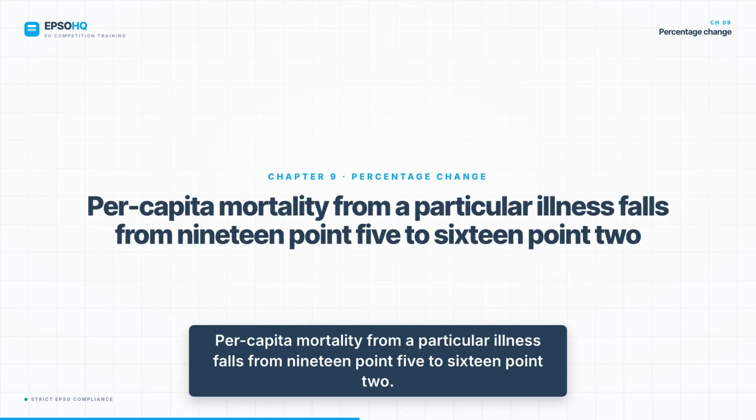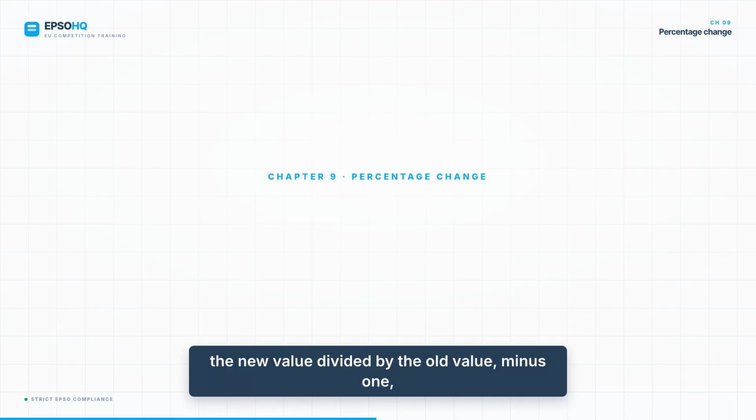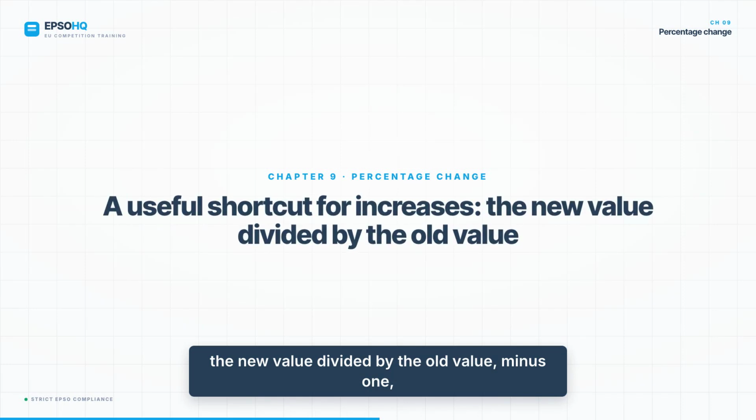Per capita mortality from a particular illness falls from 19.5 to 16.2. The change is 3.3 on a base of 19.5. That works out to about 16.9%. A useful shortcut for increases: the new value divided by the old value, minus 1, is the same as the percentage increase divided by 100. 2 over 1.6 is 1.25. Subtract 1, 25%.